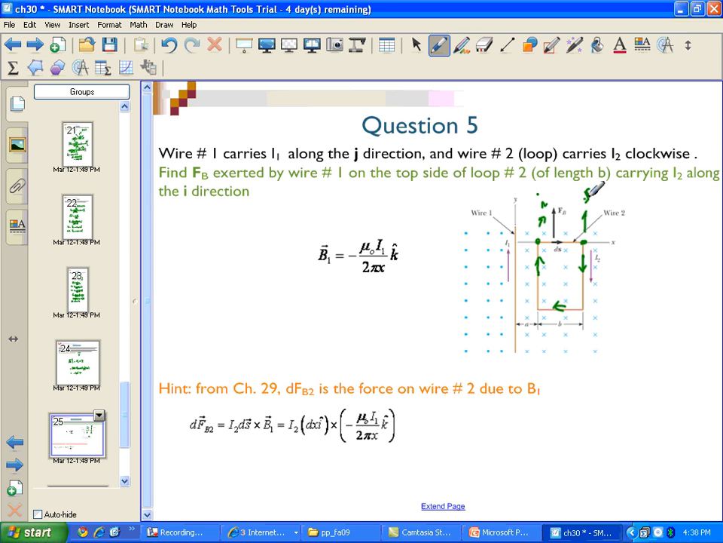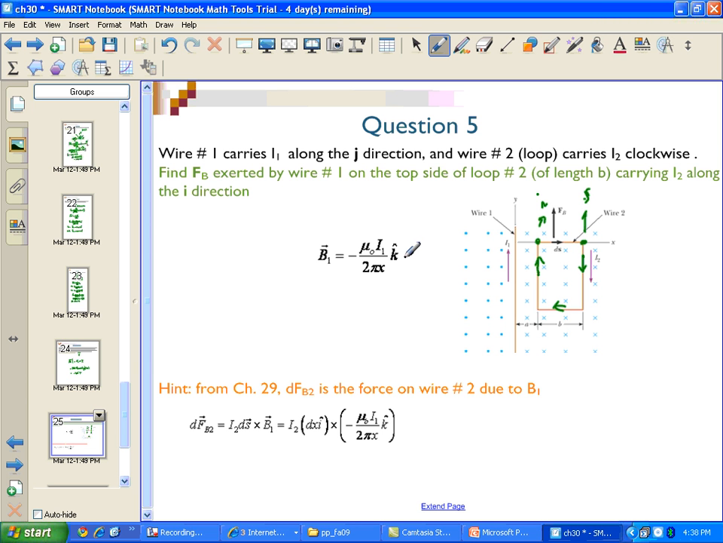In other words, the magnetic field is getting weaker as we move away from the initial position. And what we find here is that the magnetic field produced by wire 1 is given by mu naught I1 divided by 2 pi x, where x just means the point which will vary from initial to final. And you can see that the direction of B1 is in the negative k-hat direction.